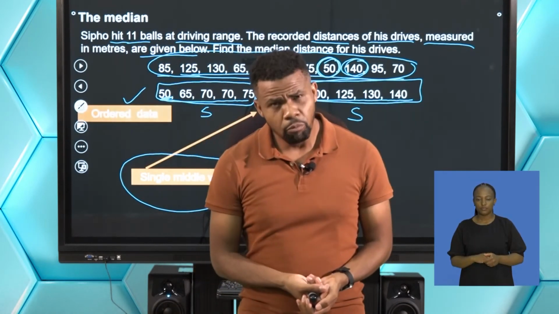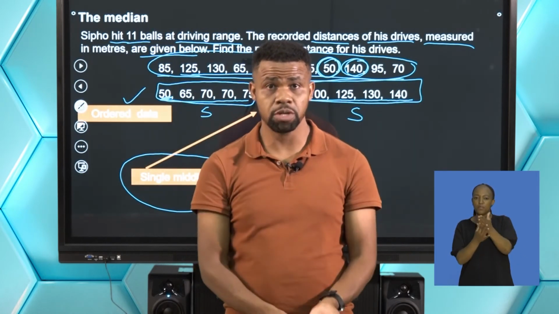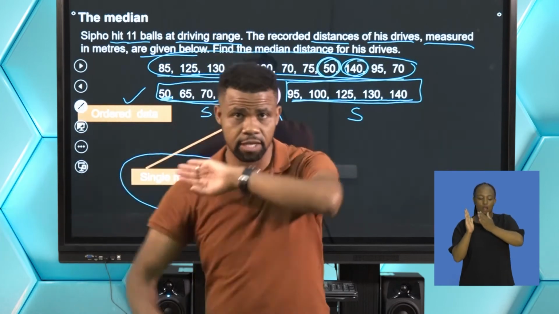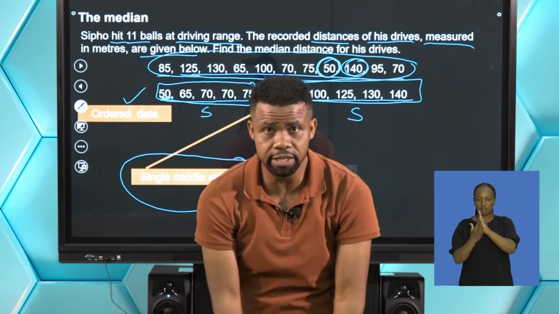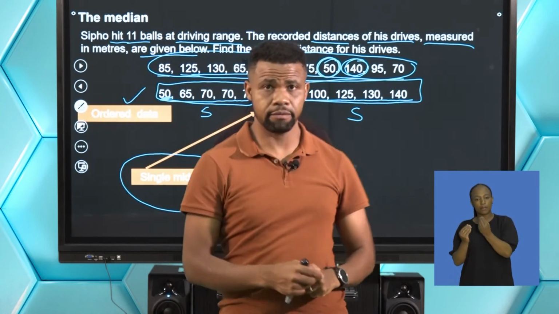Now, what we're going to look at is, what if the middle is between the two numbers? How do we find the median? Because here we have 11 numbers. It's easy because 5 that side, 5 that side. In the middle, we have one number in the middle. We can point it, which is 85.